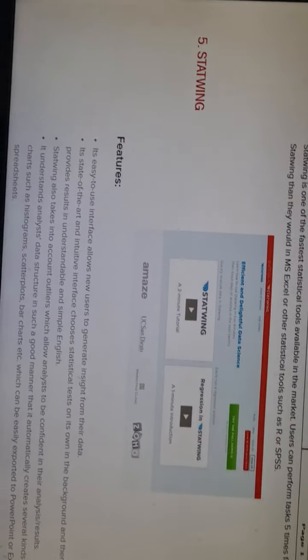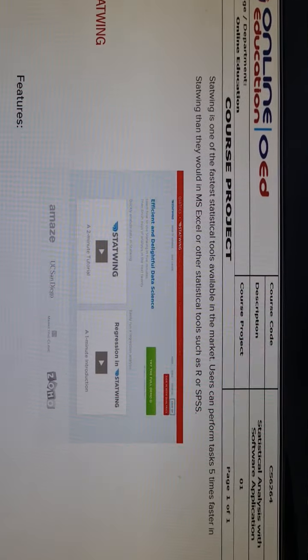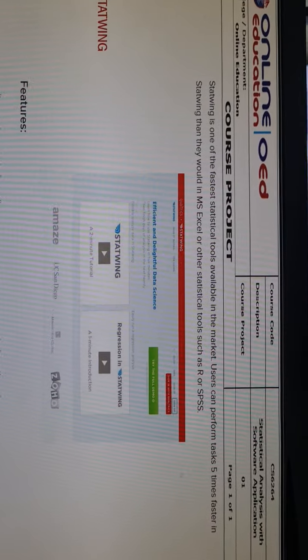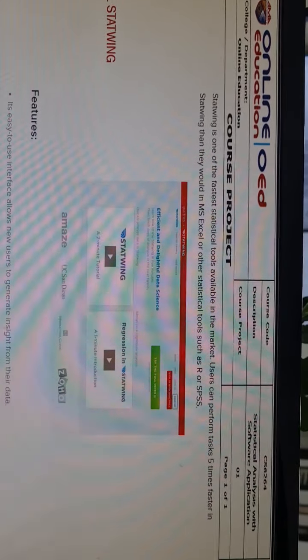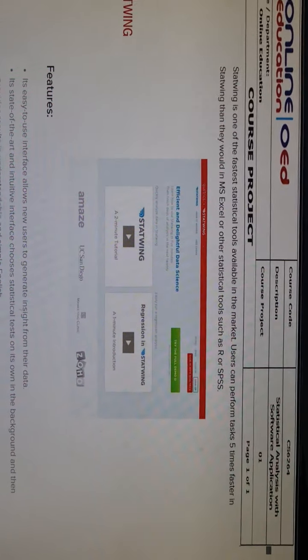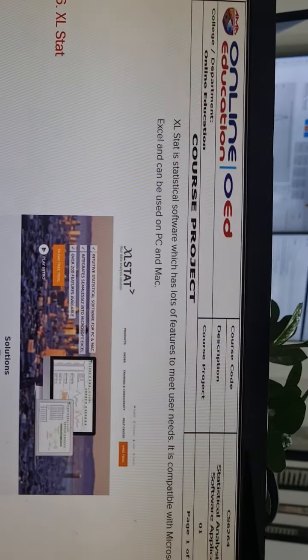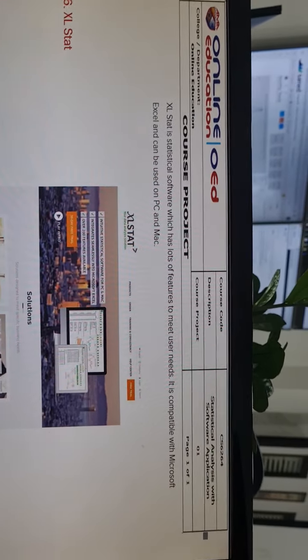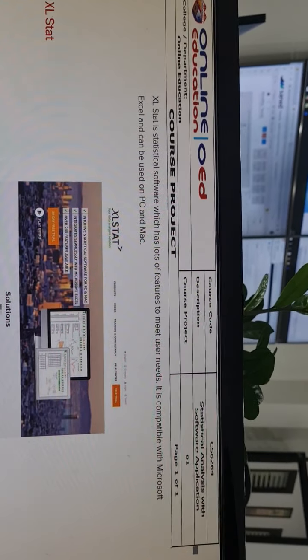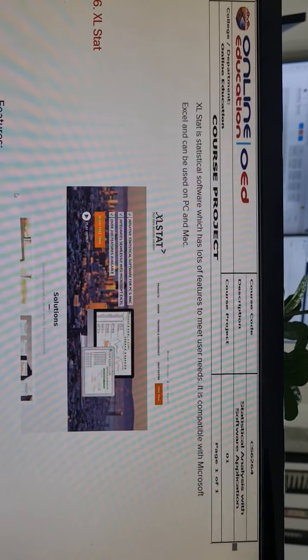The fifth one is the Statwing, which is one of the fastest statistical tools available in the market. Users can perform tasks 5 times faster in Statwing than they would in MS Excel or other statistical tools such as R or SPSS. The sixth one is the XLStat, which is statistical software that has lots of features to meet user needs and is compatible with Microsoft Excel and can be used on PC and Mac.